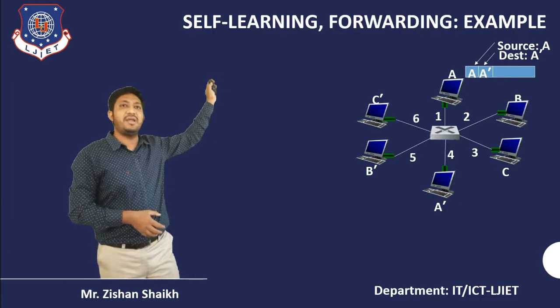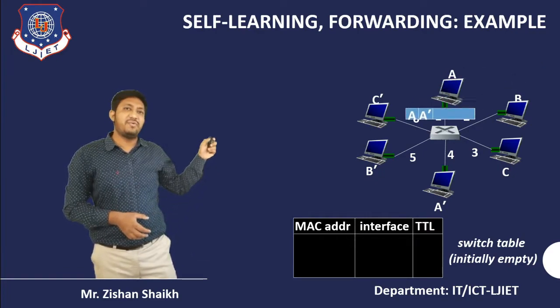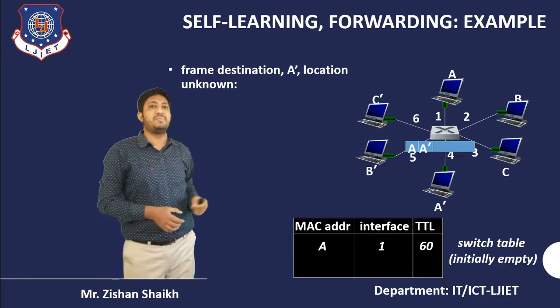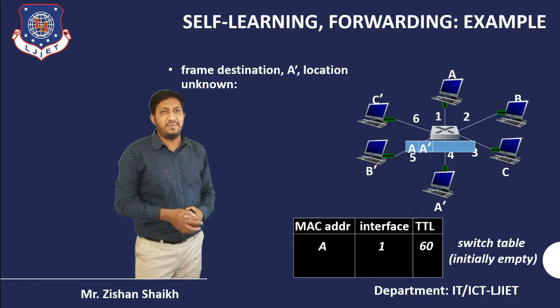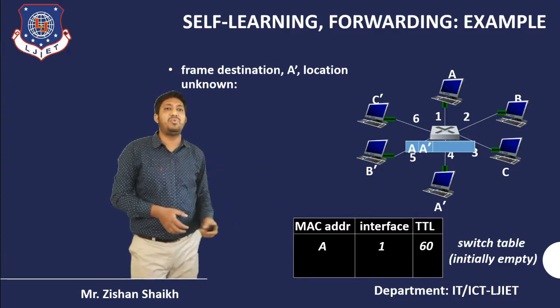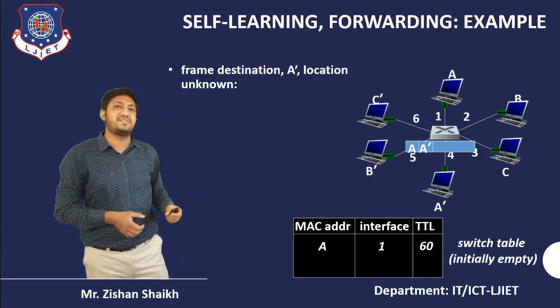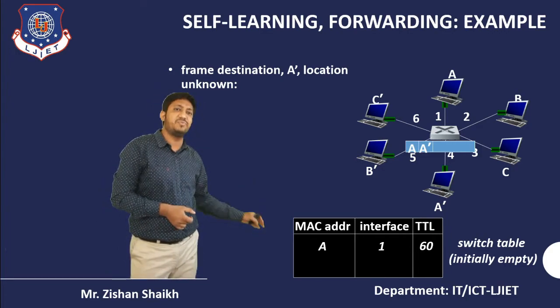Our source is A, and the destination is A dash here. For that, initially our table will be empty. Now when our request is generated, it will go through our switch table, and at that time it will update the switch table. The MAC address is A, our interface is U, and the time to live field is 60. The destination A dash is not yet maintained in our switching table.